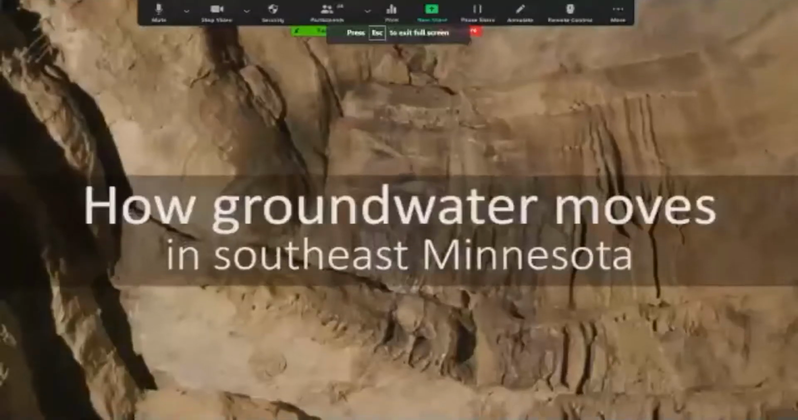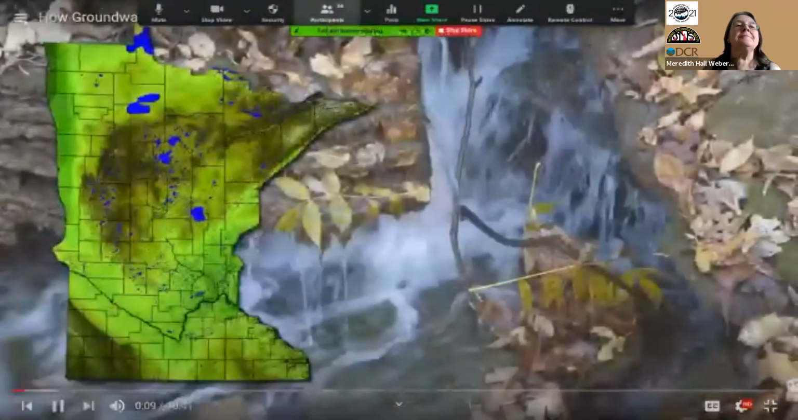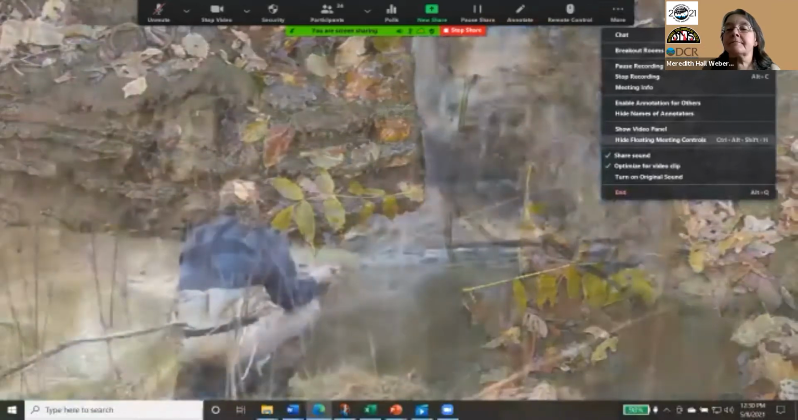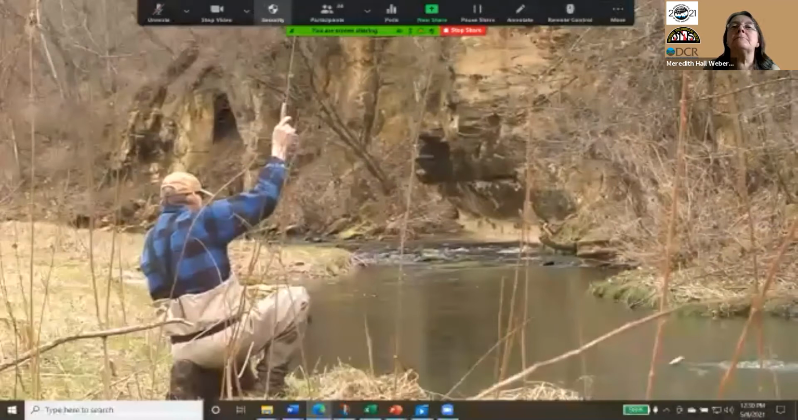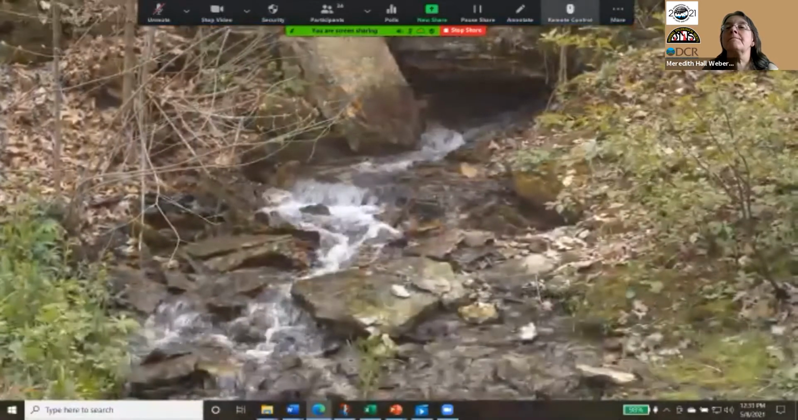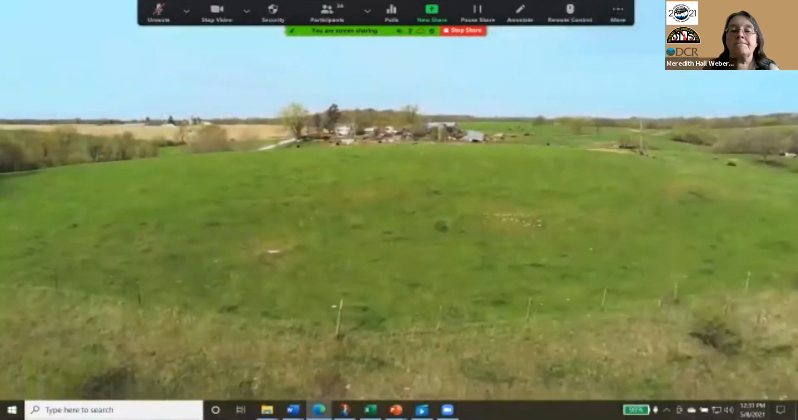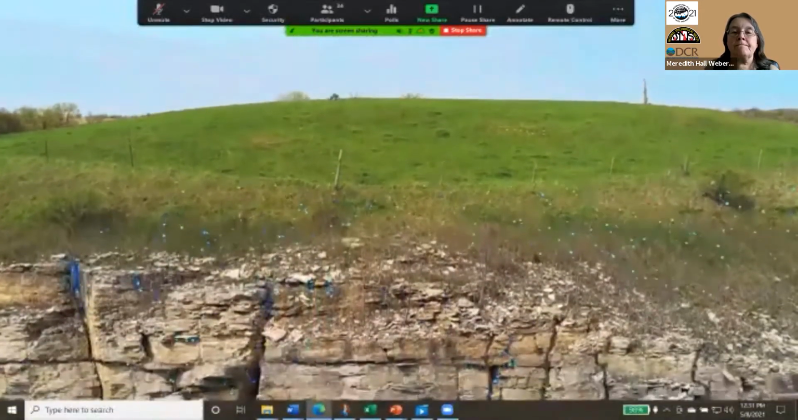In southeast Minnesota, we are fortunate to have an abundant supply of groundwater. It is the water we drink and the source of water for area trout streams. But where does groundwater come from? How does it move? Nature has created a complex underground system that collects and stores our groundwater. All groundwater was once rain or snow.